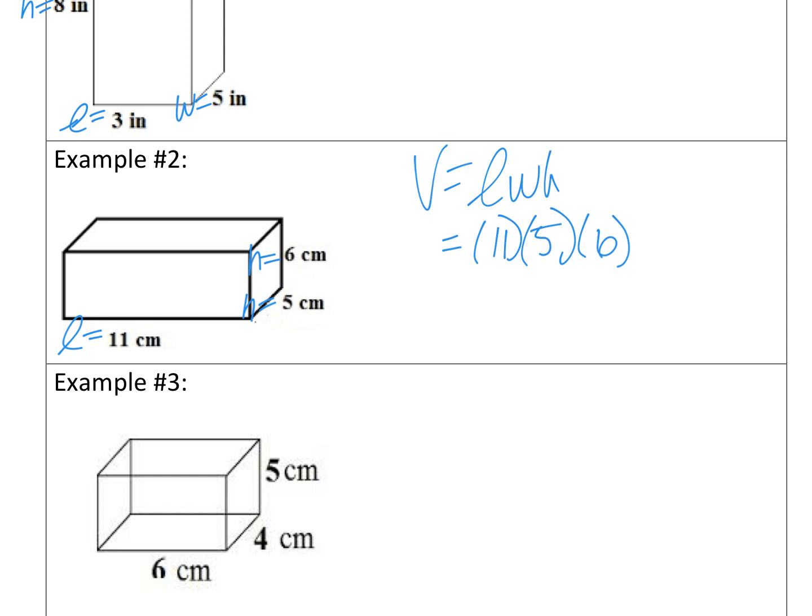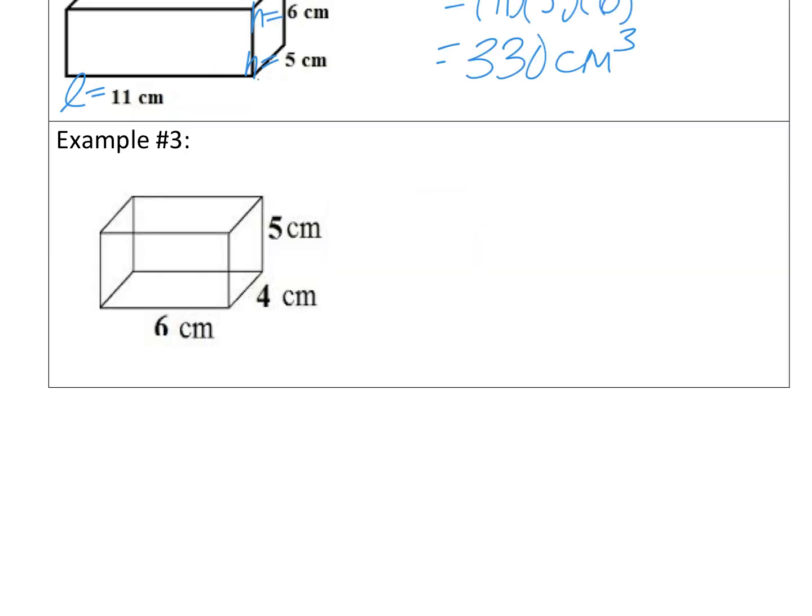Go ahead and pause the video here to multiply these together. We are taking 11 times 5 times 6. Now that you've had a chance to try that, your answer should be 330 centimeters cubed. Okay, again, make sure you're putting that label on there with the 3, not the 2.